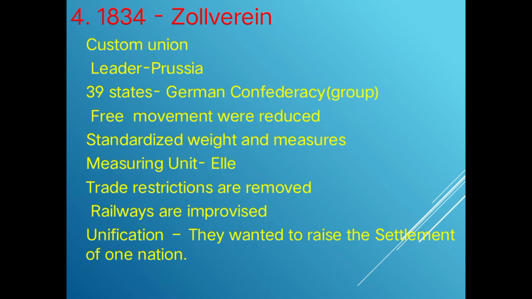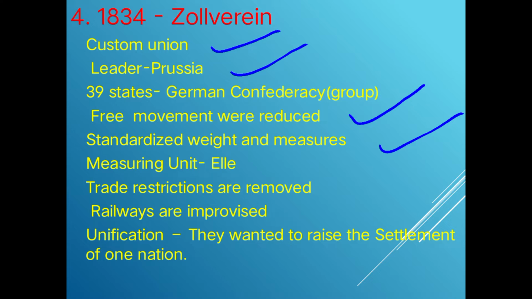Zollverein, or the customs union, was brought about by Prussia, wherein almost all German nations, the 39 states of the German Confederacy and many other countries of Europe, were involved, with Prussia as the leader. The attempt was made to lift the trade barriers and make a free movement of goods. This ensured that measures would be standardized, with standard weights and measures, as there were many measuring units.